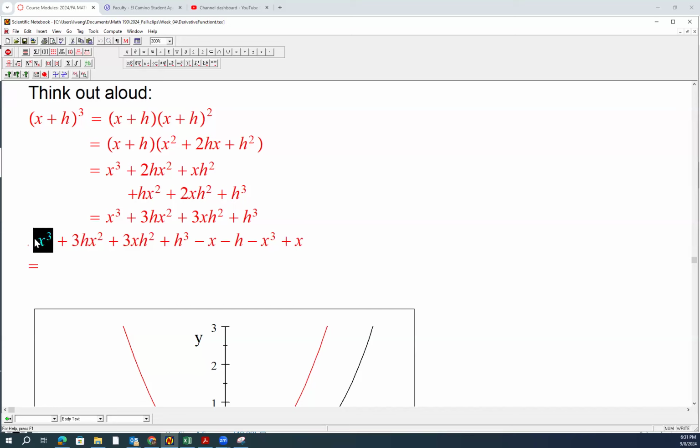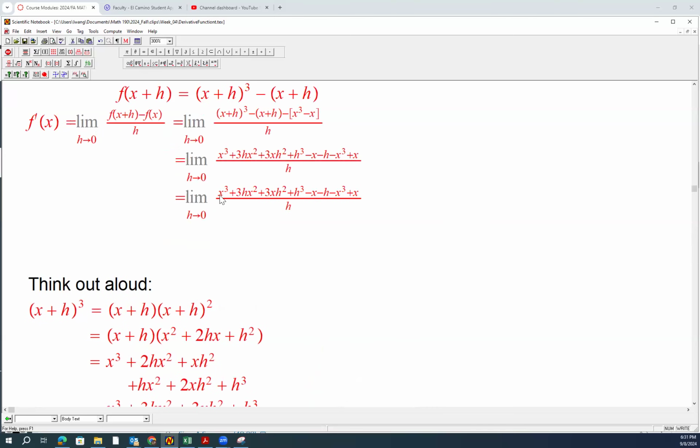So x raised to the power 3 takes away the negative x raised to the power 3, right? And negative x takes away the positive x. And what else can be combined? I think we have these 4 terms left. So the next step, I would just have all of these left. Feel free to double check and triple check. So 3x squared h plus 3x h squared plus h to the power 3 minus h.